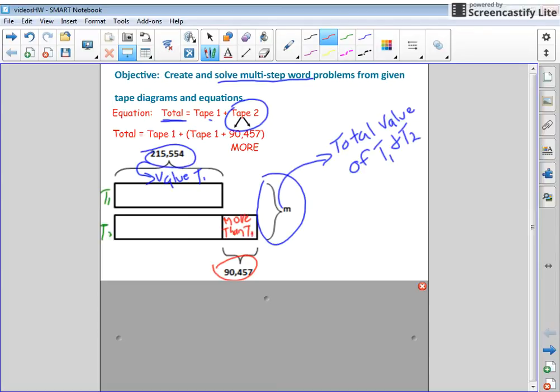So in order to find that, we're going to actually find tape 2 by taking tape 1's value, that 215,000, and adding in that 90,000 more. Our equation is to find the total. We're going to have to take tape 1 and then add tape 1 plus 90,000, which would give us tape 2, and add both together.